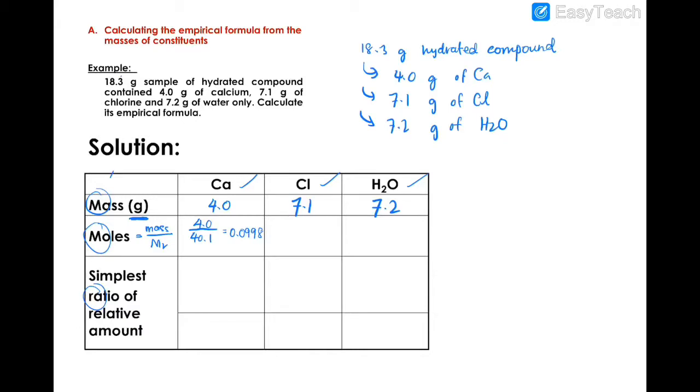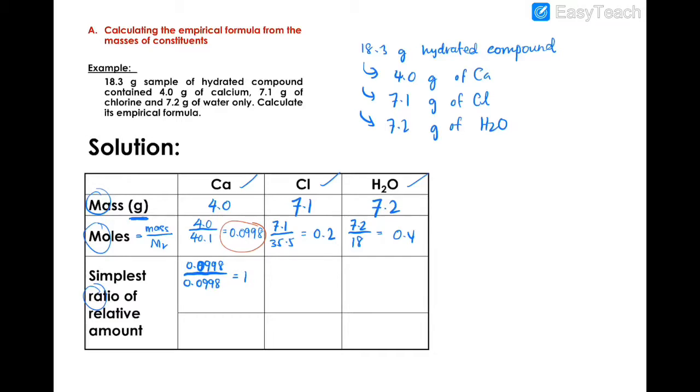Untuk chlorine pula we have 7.1 divided by 35.5, so you get 0.2. Meanwhile, for water pula, 7.2 divided by 18, you get 0.4. Okay, so in order for us to look for the simplest ratio pula, kamu kena pilih daripada mole tu tadi, yang mana mole yang paling kecil. So, mole yang paling kecil dekat sini adalah 0.0998. Jadi, dekat bahagian simplest ratio ni nanti, kamu ambil value mole yang kamu dah kira bahagi dengan the smallest mole. So in this case kita dapat 1 lah.